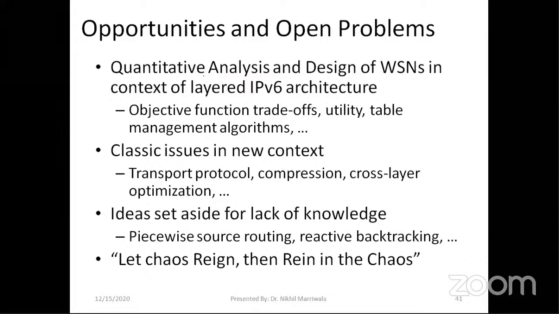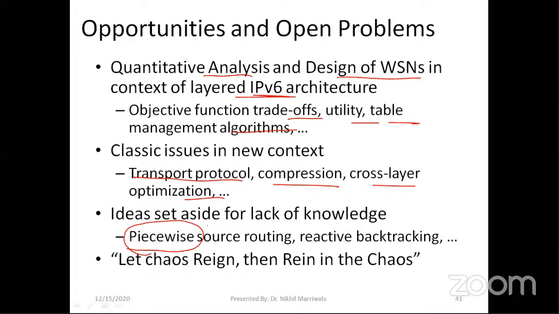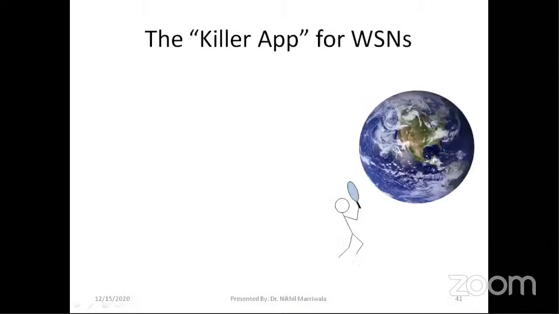So opportunities and open problems, very interesting, right? What are they? We have to do quantitative analysis, design of WSNs in the context of the layered IPv6 architecture. The objective function is the trade-offs, the utility, the table management algorithms, etc. So classic issues in the new concepts can definitely be introduced, like what? The transport layer protocol, the compression, the cross layer, or the optimization. Now we have done this with transistors, the piecewise linear analysis. Another thing that we can do is piecewise source routing. And let the chaos reign, and the rain in the chaos start.